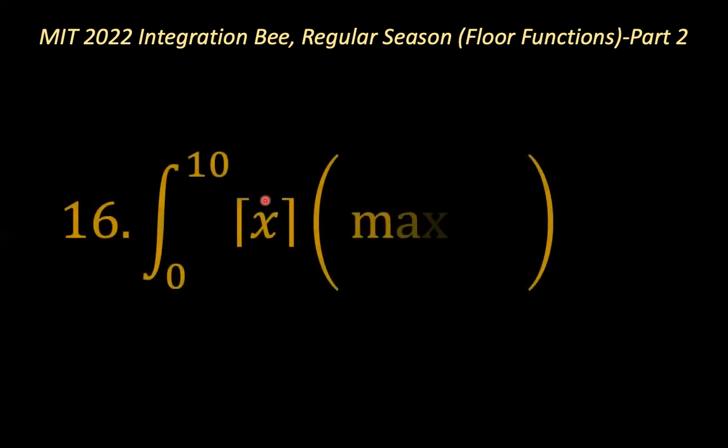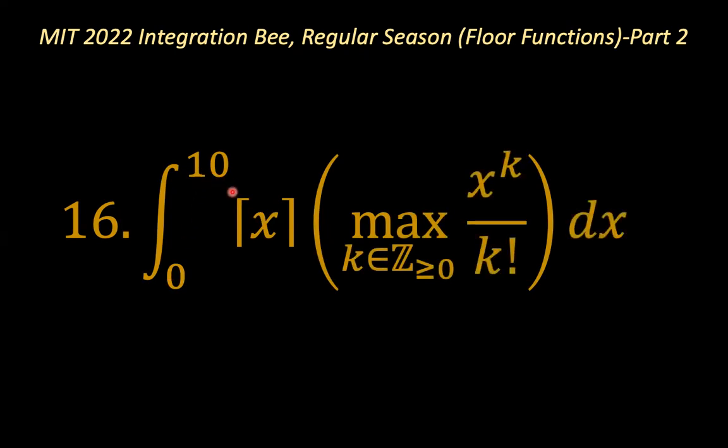And that is problem number 16, which is the integral from x equals 0 to x equals 10 of the ceiling function of x times, in brackets, the maximum of x to the power k over k factorial, where k is an integer greater than or equal to 0. So this is a very interesting problem. I hope you enjoy it.